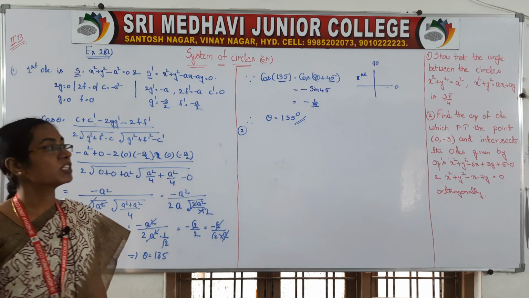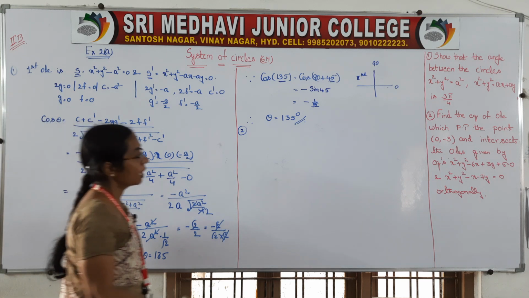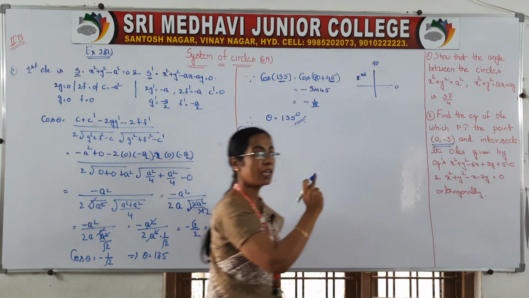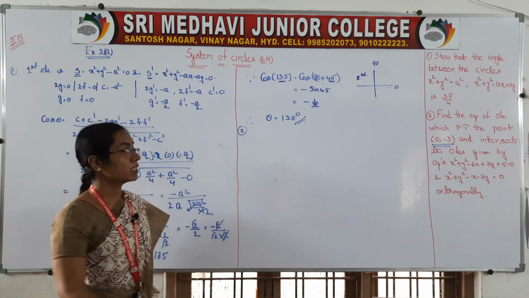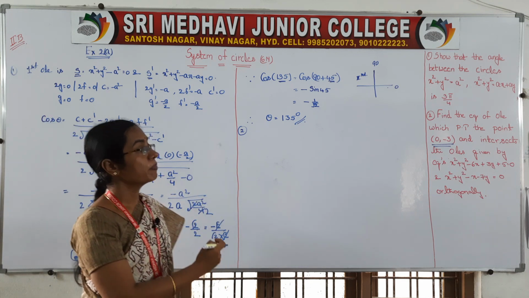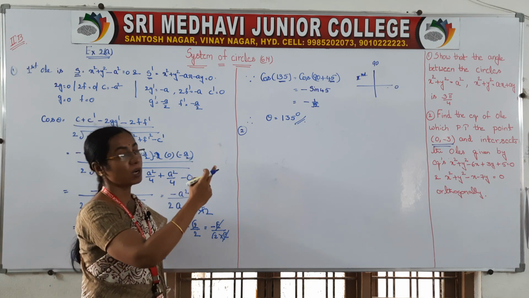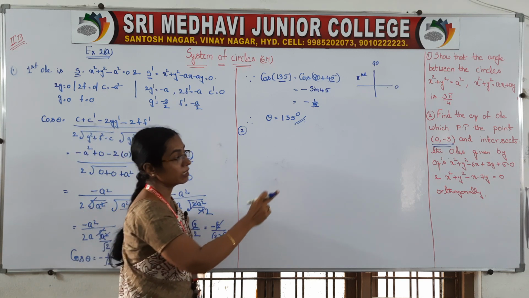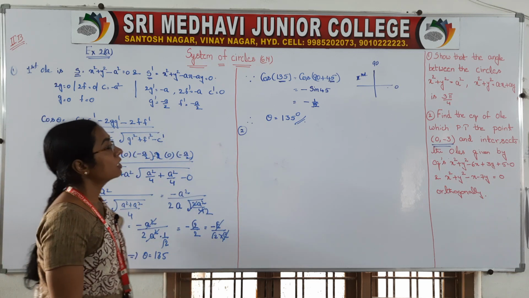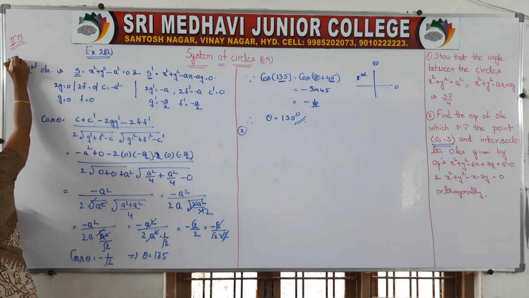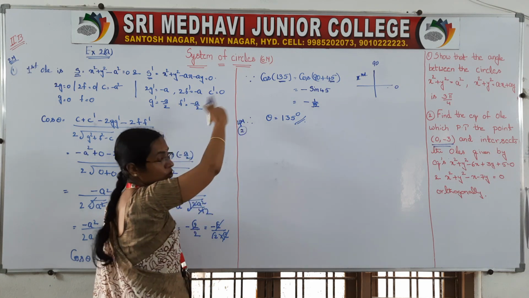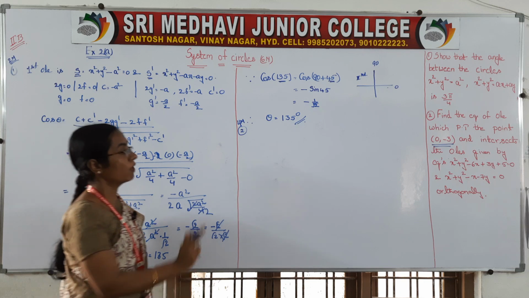Find the equation of the circle which passes through the point (0, minus 3) and intersects the given circles x square plus y square minus 6x plus 3y plus 5 is equal to 0 and x square plus y square minus x minus 7y is equal to 0 orthogonally. So we have to find one circle which passes through one point as well as is orthogonal to two circles. That type of circle equation we have to find. So your first question belongs to 2 marks question. Now this question belongs to 4 marks question, right? From this topic you are going to get one 2 marks question and one 4 marks question.